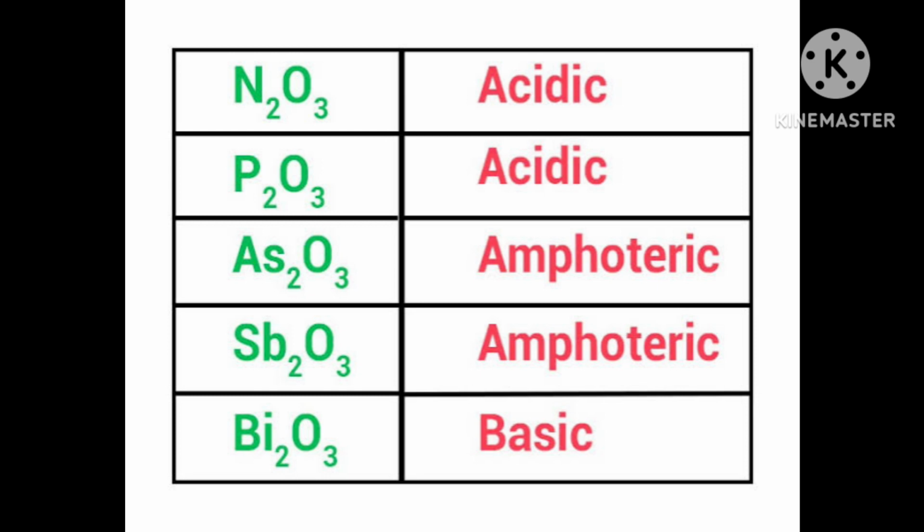Other examples are Na3As, sodium arsenide, and another example is Zn3Sb2, zinc antimonide, and Mg3Bi2, that is called magnesium bismuthide. You have to write IDE. Magnesium bismuthide, Mg3Bi2.